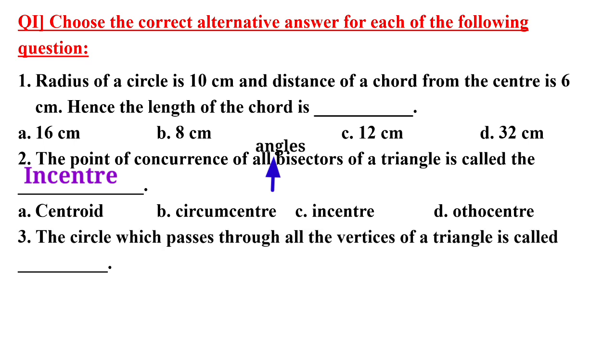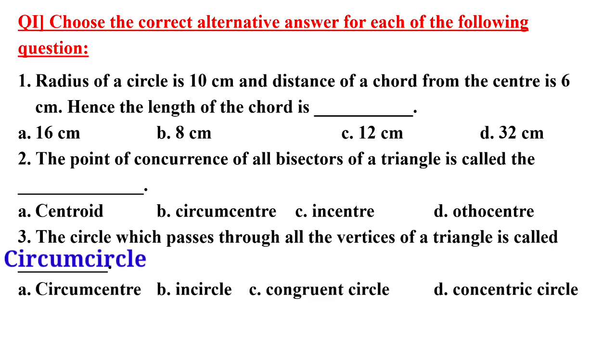Now, the circle which passes through all the vertices of a triangle is called dash. When we draw a circle and it passes through all 3 vertices of a triangle, it's called the circumcircle. So here circumcircle is not given, so in the place of circumcenter, it will become circumcircle. So our A option will become circumcircle. Okay.